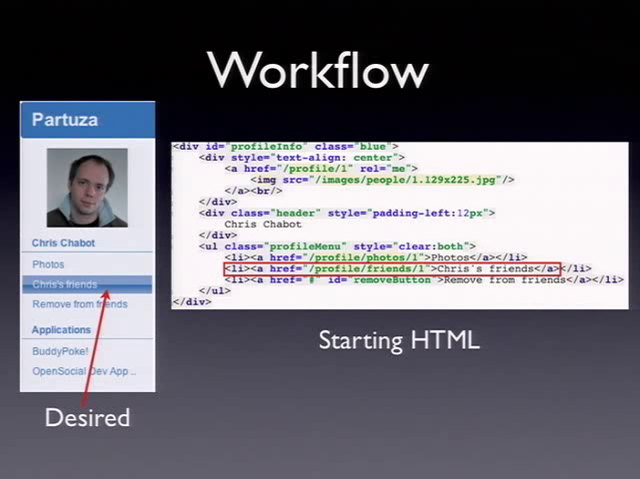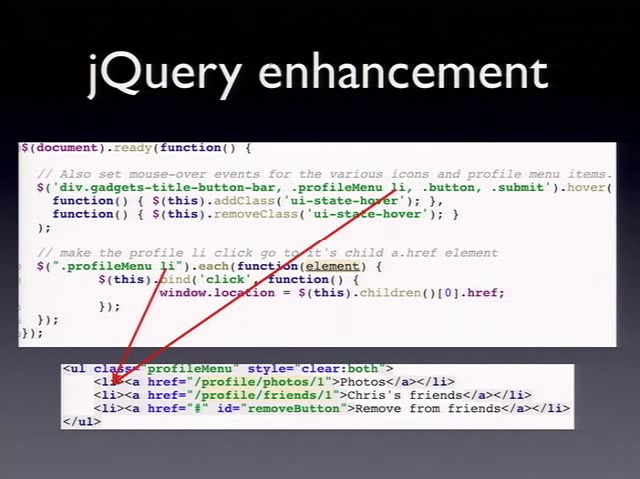OK, let me show you a real app. This is the Partuza OpenSocial container. It's an Apache Shindig reference implementation, and it uses jQuery. So I'm going to show you how to take something that was written in jQuery and do the equivalent in GWT. So here we go. What it does is over here on the left, there's a navigation bar. And when you hover over these LI links, it puts this little gradient background on it and then makes it clickable. Because normally it's just like an LI link. And here's the jQuery code to do that.